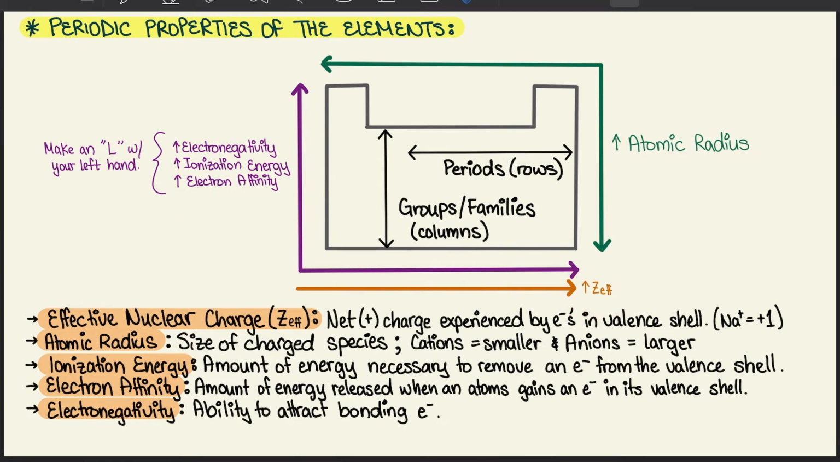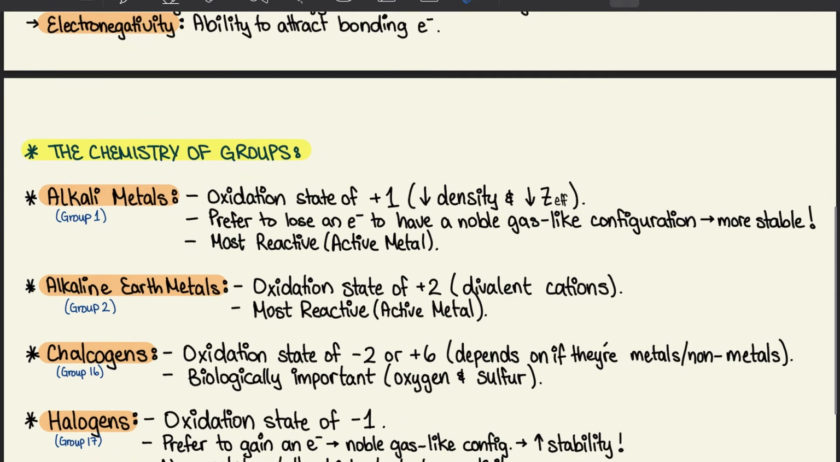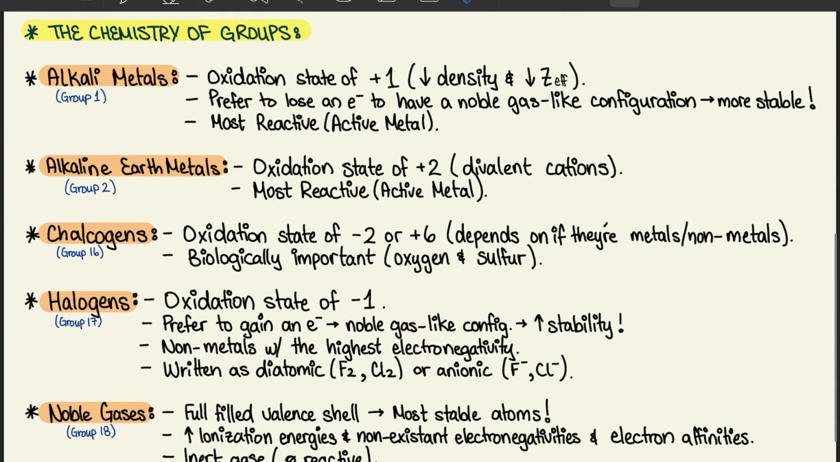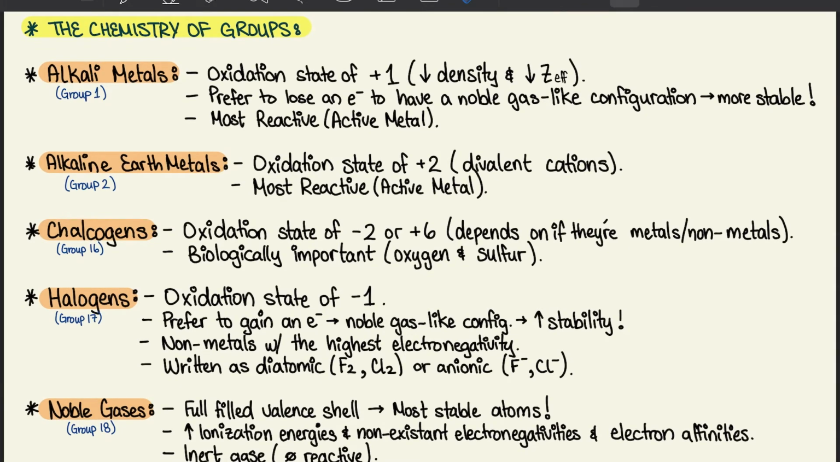So moving forward, we're going to go to the next subchapter, which is the chemistry of groups, and we're going to talk about the different types of elements that we find in the periodic table. Starting with alkali metals, which is group 1. Remember, this is the first vertical group. It has an oxidation state of +1, a low Zeff, and a low density. It prefers to lose an electron to have a noble gas-like configuration, so it's more stable. And these are the most reactive metals.